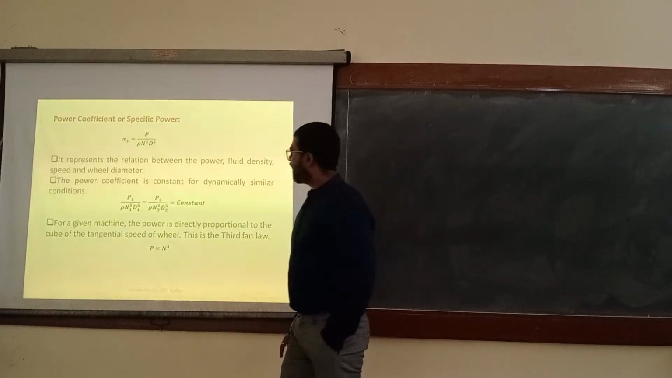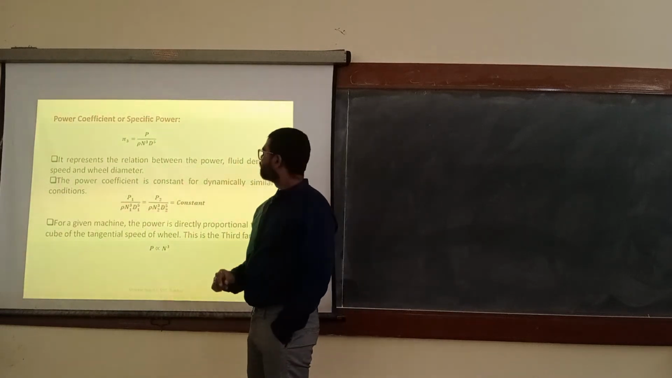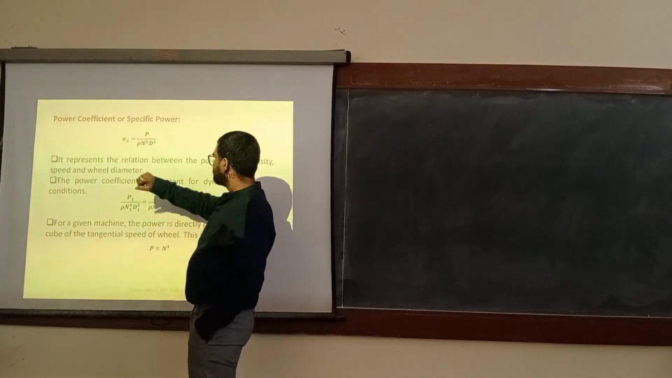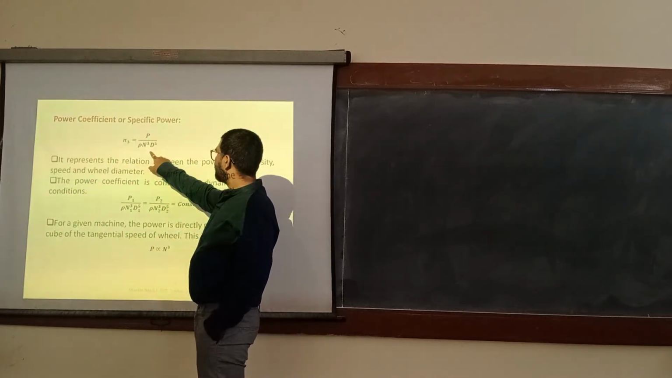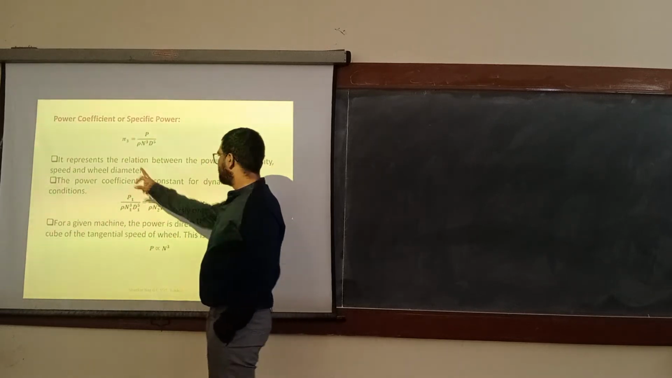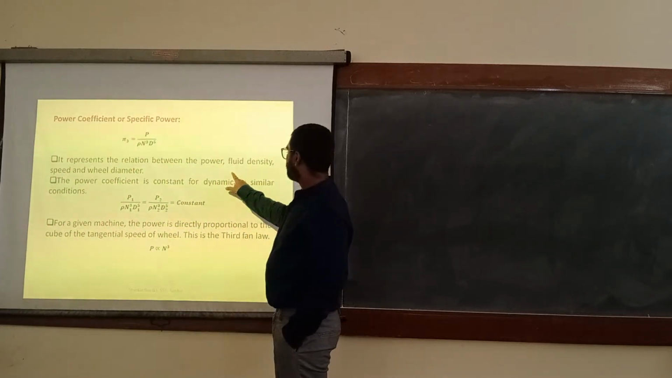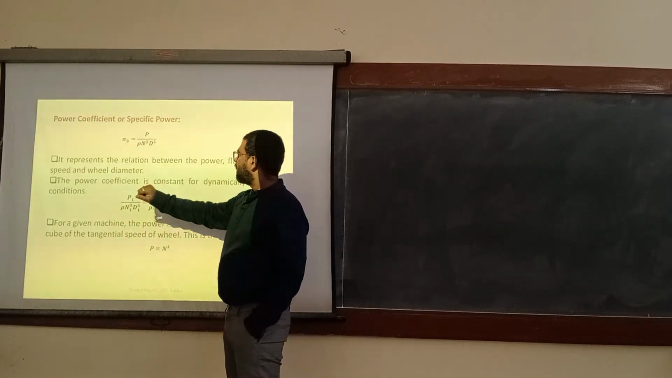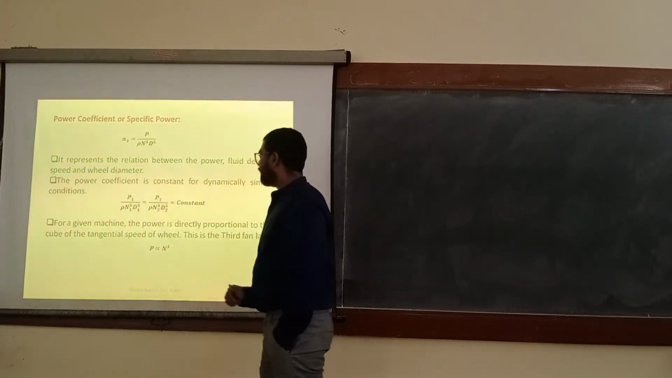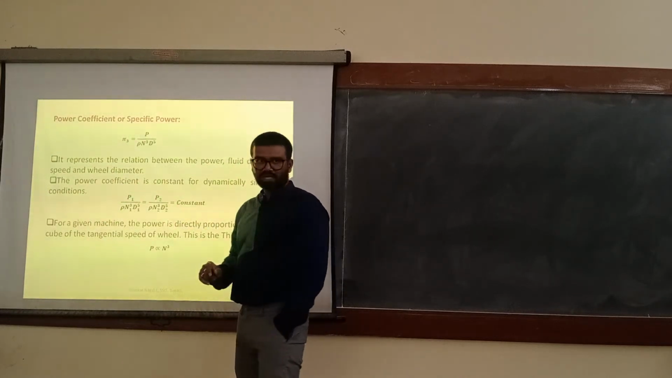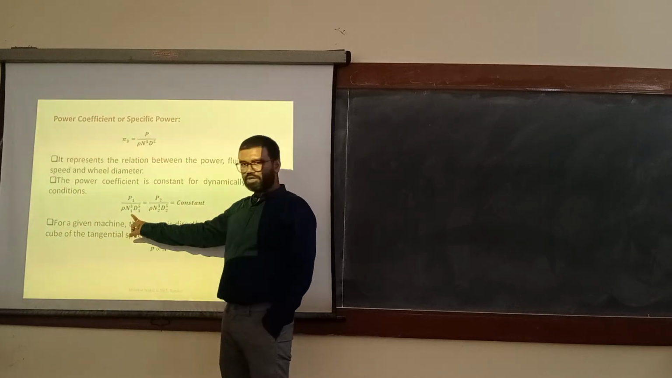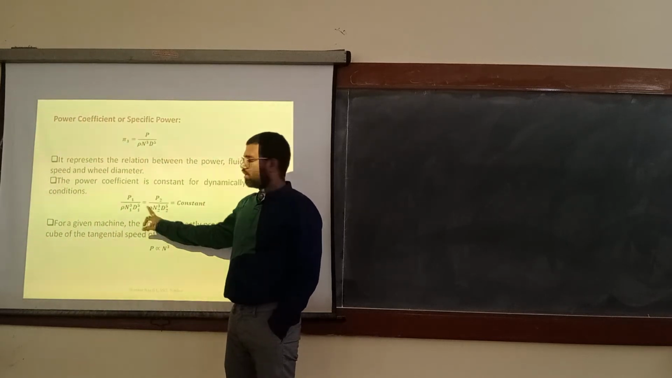Next, the dimensionless parameter, which is the power quotient, also known as specific speed, which is identified as phi 3 is equal to P divided by rho N cube D to the power of 5, which represents the relation between the power, fluid velocity, fluid density, speed, and wheel diameter. Here also, for dynamically similar machines, the power quotient will be represented like this. This is for machine 1 and this is for machine 2.